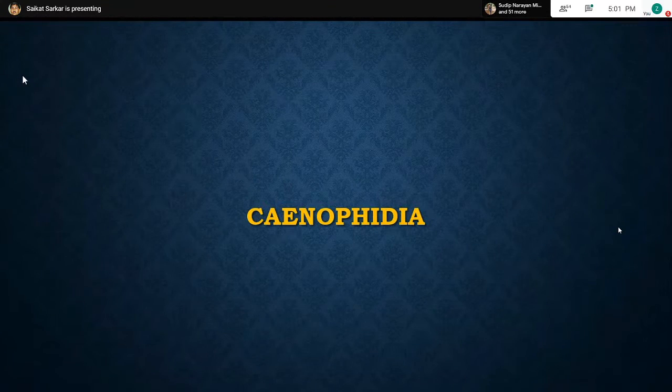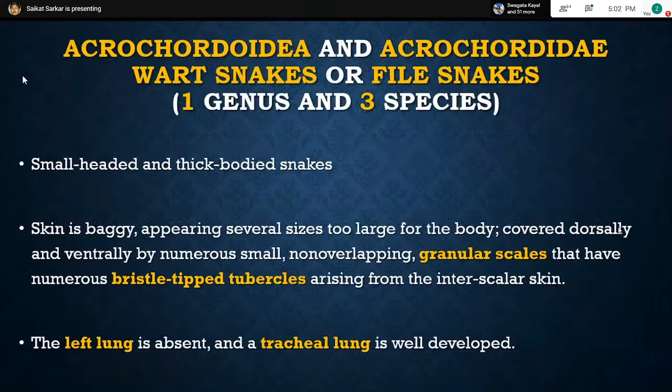So let's begin. Xenophidians. That means the most derived lineage of all the snakes, and all the medically important snakes are under this umbrella. Not all of them are medically important, but all the medically important snakes are under this umbrella. Now, the Xenophidia can be divided into three superfamilies. One is Acrocordoidea, the first one. Within Xenophidians, the most basal lineage is the acrocordoids, or Acrocordidae.